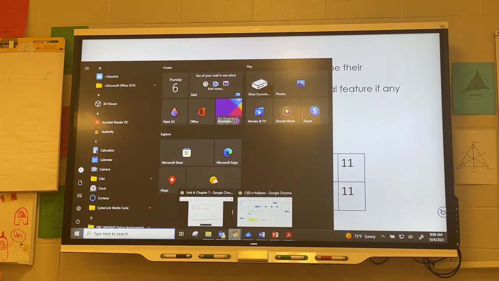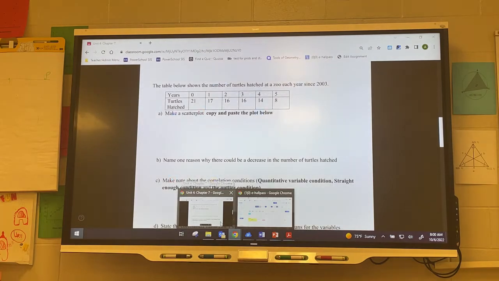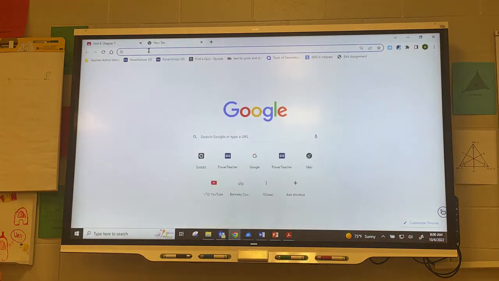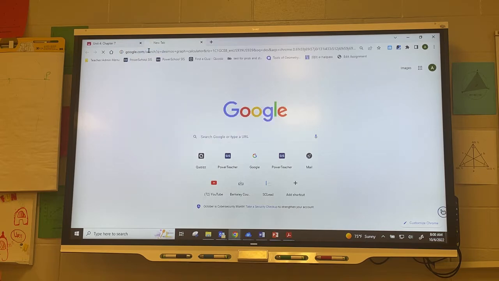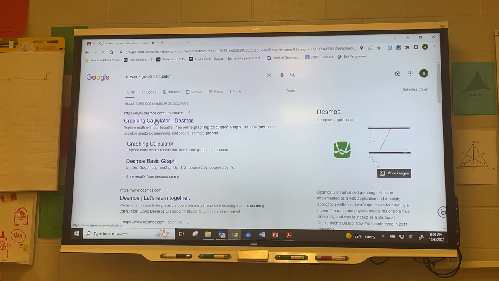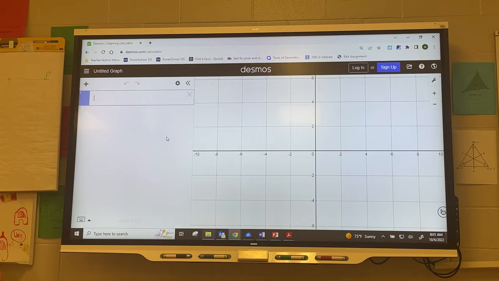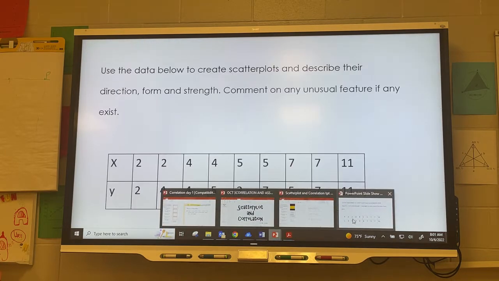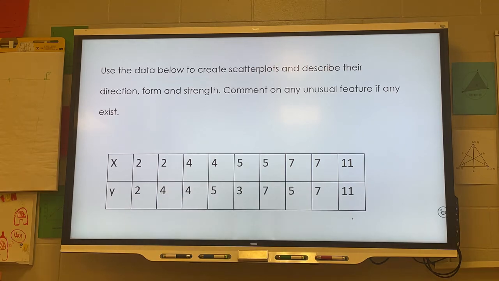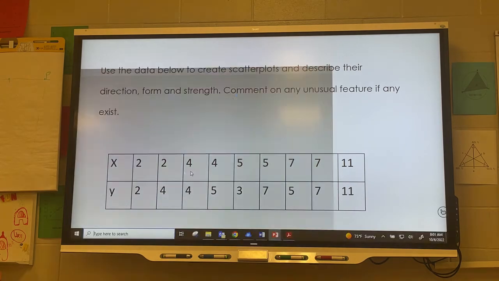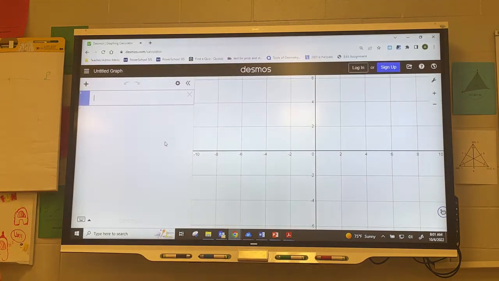So here we go. I'm going to go to Desmos graphing calculator. I'm going to draw the scatter plot that I just showed you guys. So the data points are 2, 2, 4, 4, 5, 5, 7, 7, and 11. Once you go to Desmos graphing, you're going to go to the plus sign at the corner here, and you're going to click on that plus sign. Then you're going to go down to tables so you can get your x values and your y values.